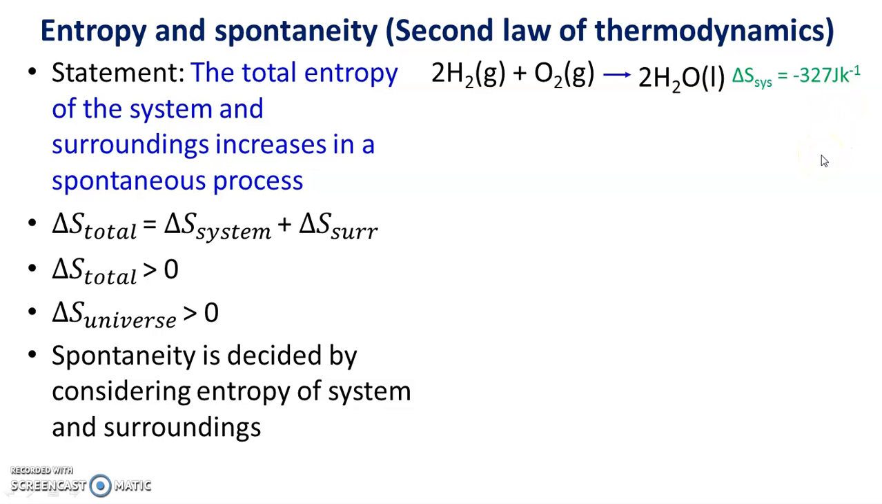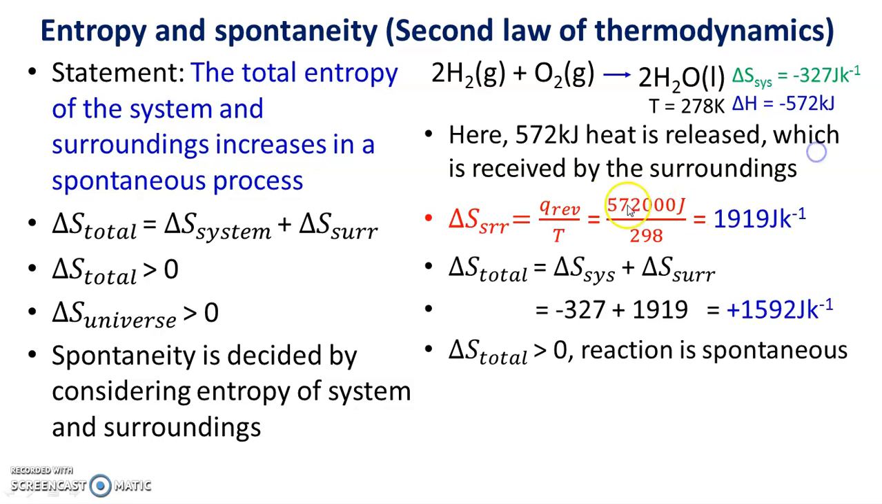327 joules per Kelvin. Suppose this reaction is carried out at 298 Kelvin, and this is an exothermic reaction, and the heat evolved is minus 572 kilojoule. Now 572 kilojoule of heat is released during this reaction, which is received by the surroundings, and therefore there is a change in the entropy of the surroundings. So delta S surrounding is equal to Q reversible upon T, where Q reversible is the heat supplied to the surroundings at absolute temperature T, which is 298 Kelvin.